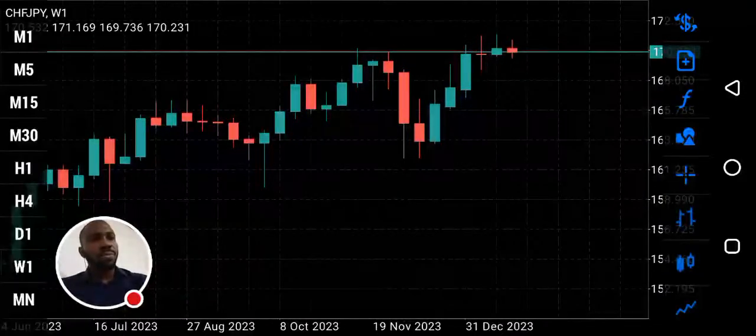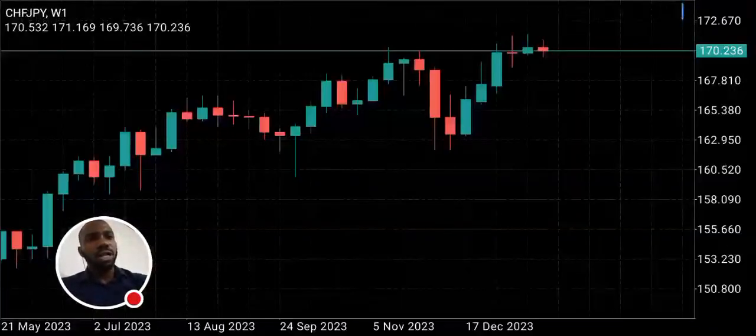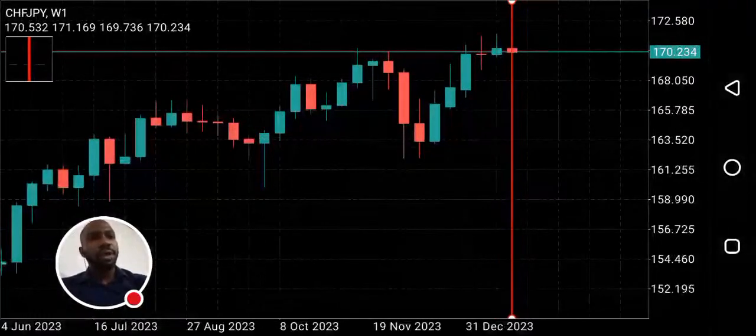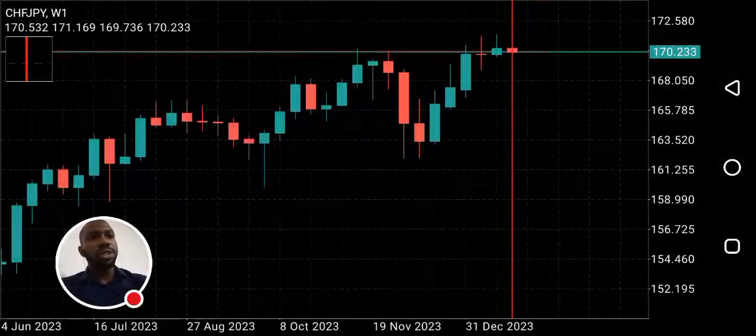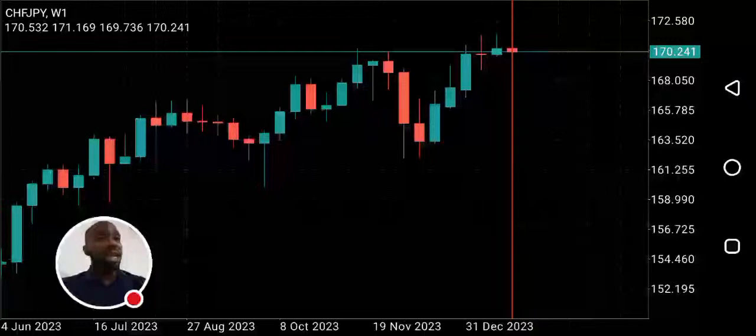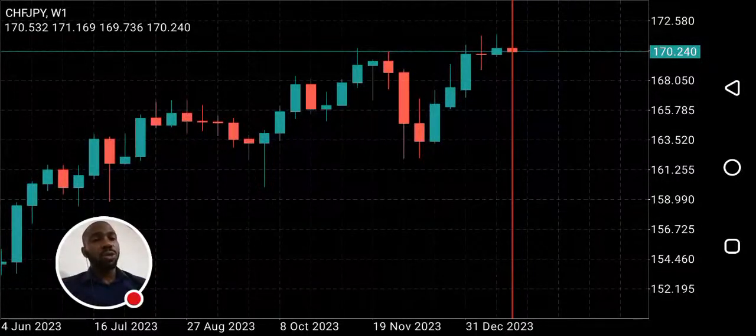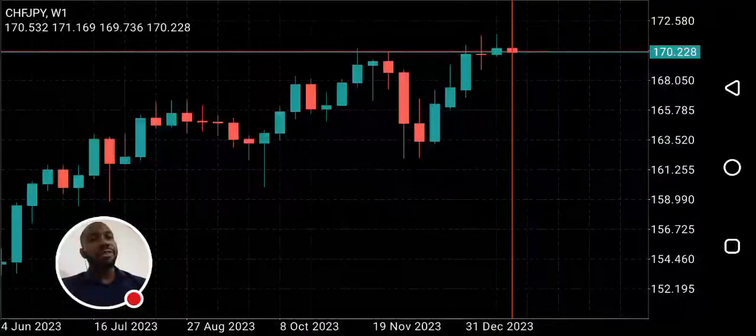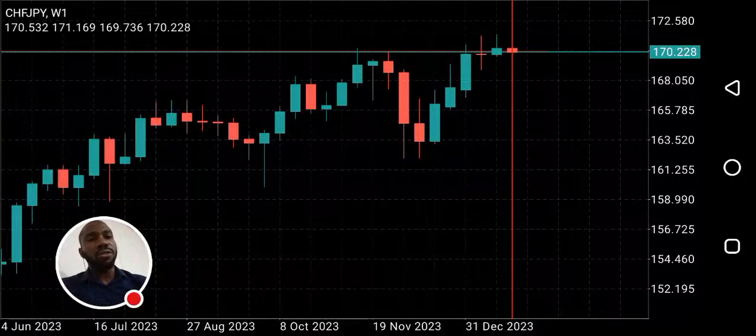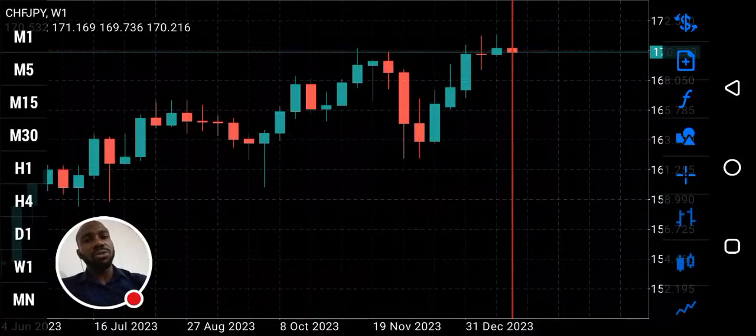So last week candle closed as a shooting star, a bullish shooting star. So what we need to do after the close of that shooting star last week, we should go down to the next lower time frame. That will be daily time frame. And on a daily time frame, we should find a bearish reversal pattern after the close of that shooting star candle. So let's go down to daily.